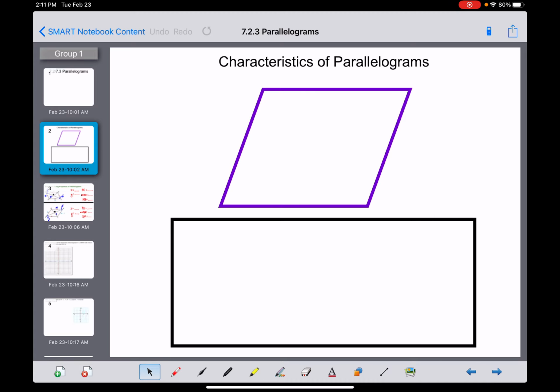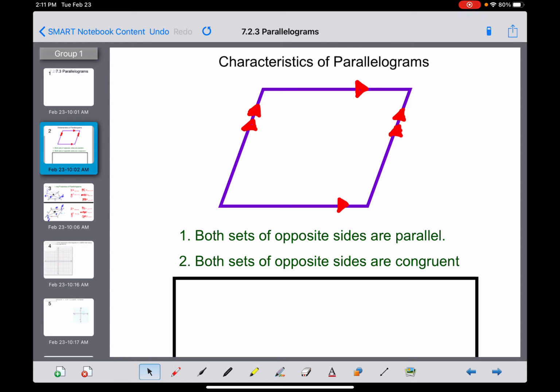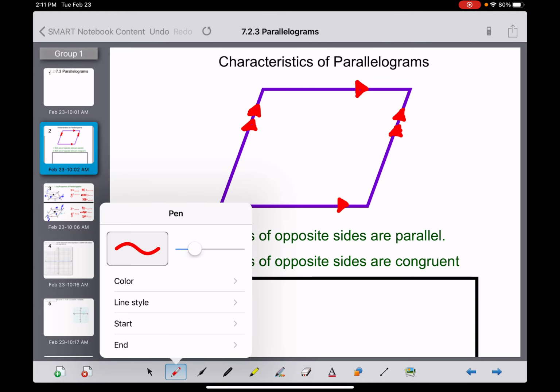The first characteristic of a parallelogram is that both sets of opposite sides are parallel to one another. In our diagram, our top and its opposite bottom are parallel. That's why it's marked with 2 arrows. And then the left and right sides are parallel. I have to use 2 arrows for the second set to show that it's a different set of parallel lines than my first.